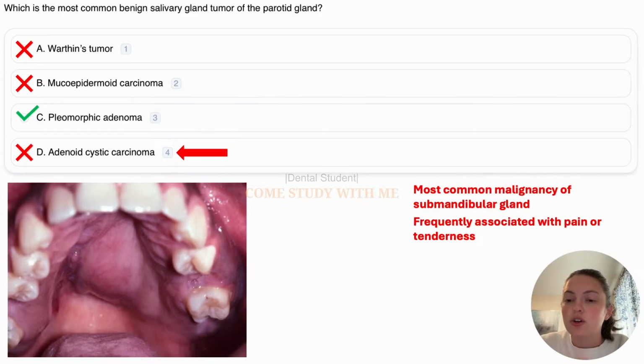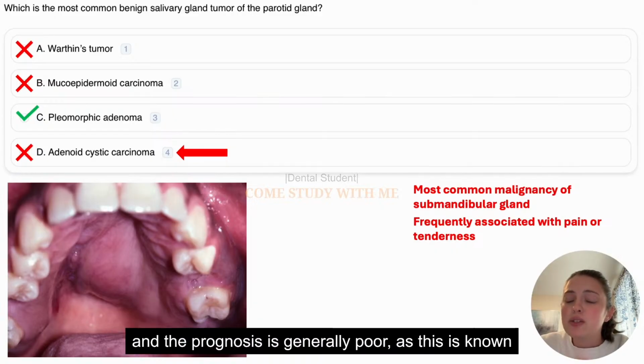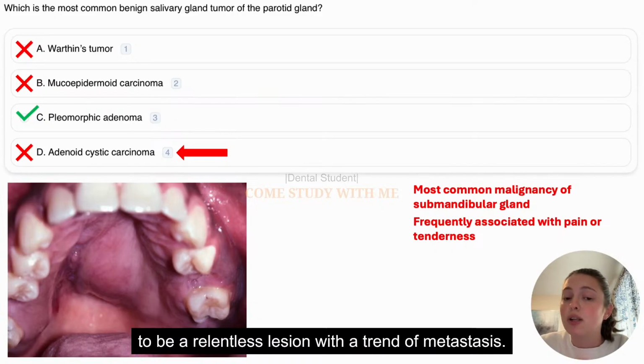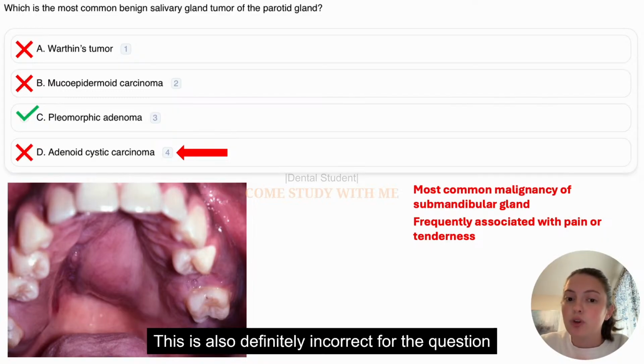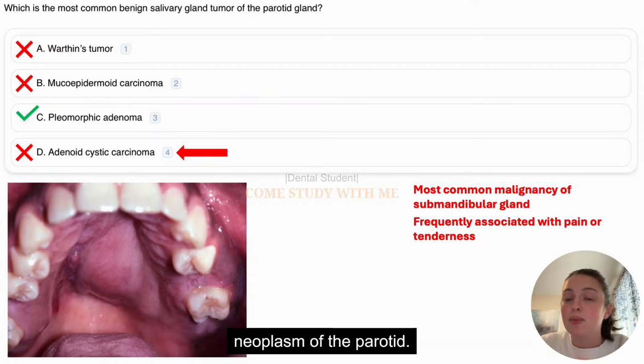Treatment involves wide surgical excision followed by radiation, and the prognosis is generally poor as this is known to be a relentless lesion with a trend of metastasis. This is also definitely incorrect for the question, as it is a malignant tumor and is not the most common salivary gland neoplasm of the parotid.